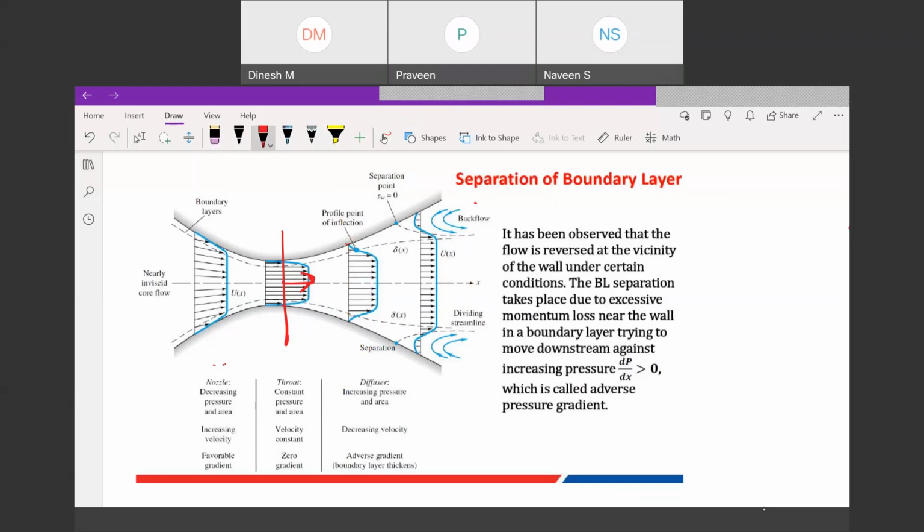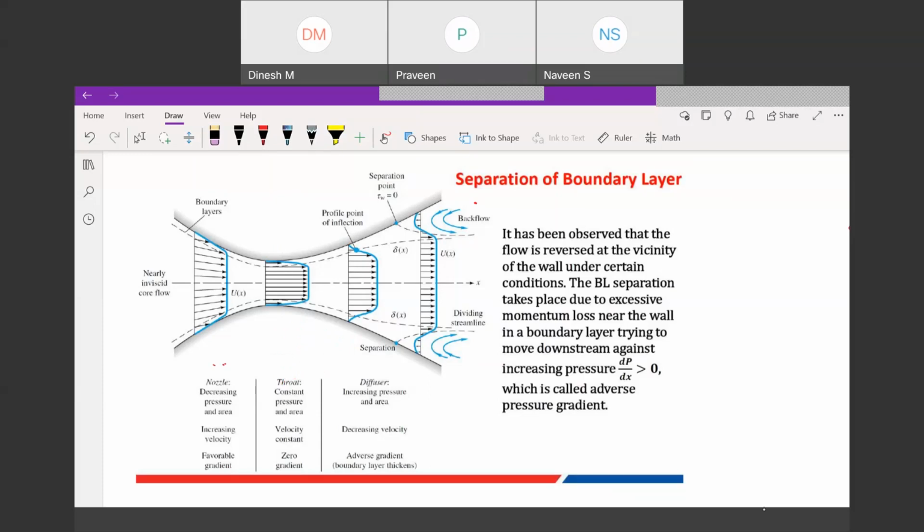But this pressure force and viscous force keep on increasing in this direction, continuously opposing the inertia flow. So at some point these two become equal, and after that the viscous and pressure force will be more and inertia will be less, and then the separation happens. So you cannot write that when dp by dx is greater than 0, then only separation happens. No, this is not the condition.